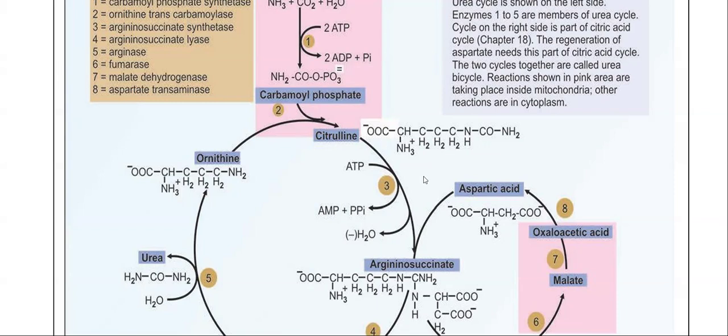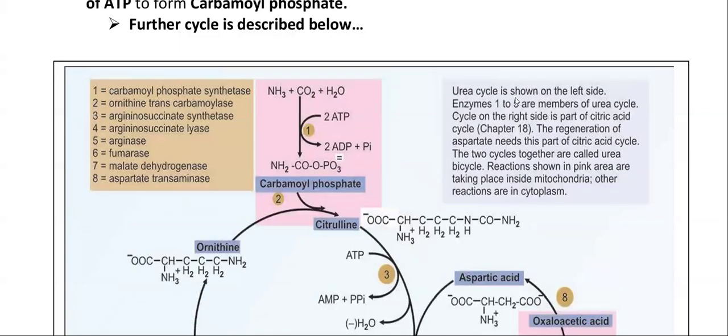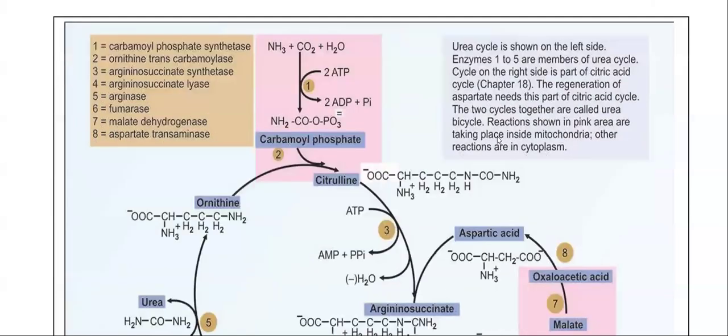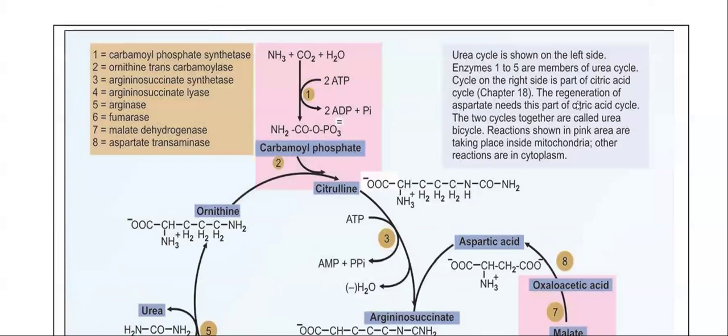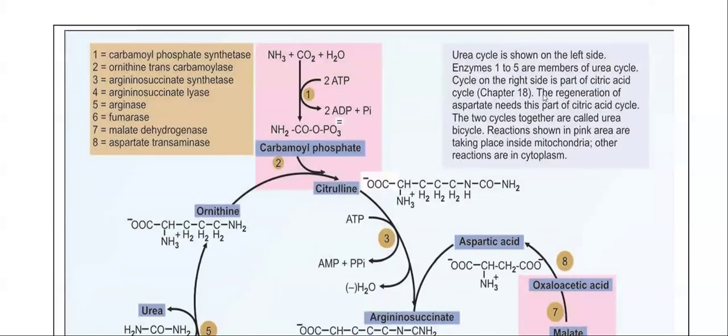So the urea cycle is shown on the left side; enzymes 1 to 5 are the members of the urea cycle. The cycle on the right side is a part of the citric acid cycle. The regeneration of aspartate needs this part of the citric acid cycle. The two cycles together are called the urea bicycle.